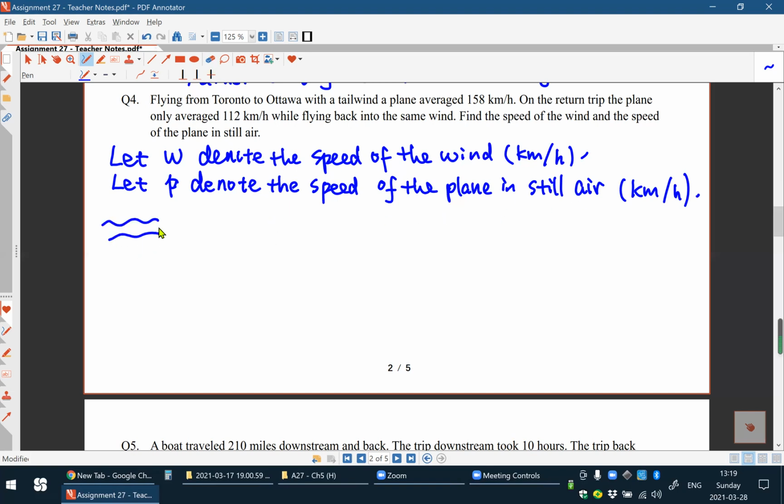So, well, we have a tailwind. That means the actual travel speed is speed of the wind plus the speed of the airplane, right? So in this case, we have W plus P. This is the actual speed. Well, when you have a headwind, that means you fly against the wind. We have P minus W. This is actually traveling speed, right? So according to this, first of all, if we have a tailwind, the plane averaged 158 kilometers per hour. So that means this is the speed.